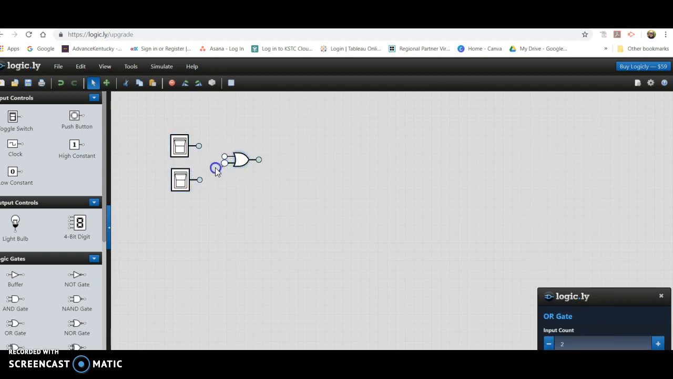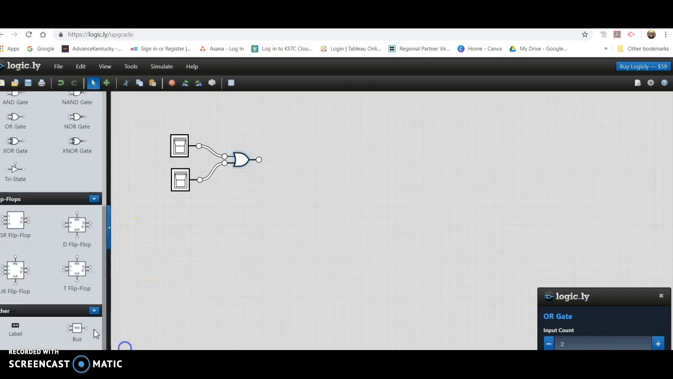One, I cannot connect them. Switch one and switch two. And we're going to go ahead and add labels to our switches so we know which one's which.